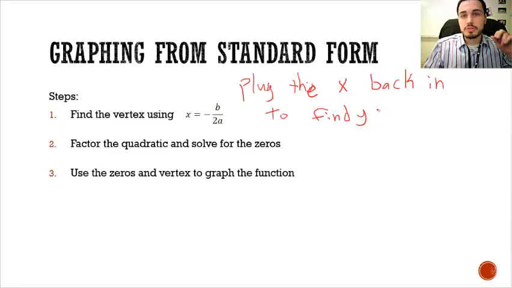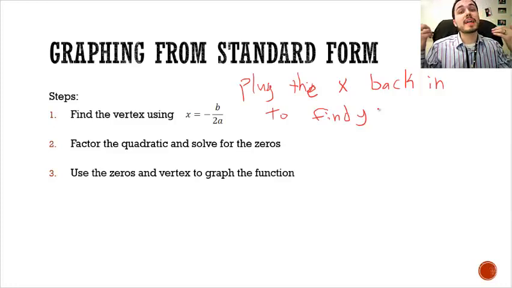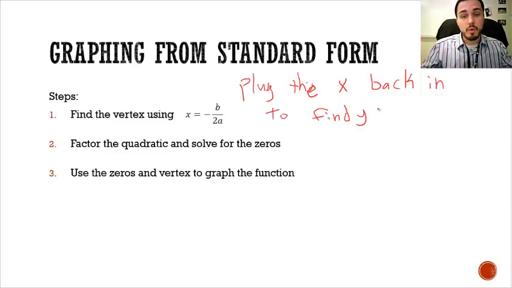Now we still need a couple other points to be able to draw the quadratic, and technically you need a minimum of 3 points. That's where the roots come in. So we're going to factor the quadratic equation, and we're going to find the zeros by solving it, and then those zeros are where it touches the x-axis. Now we have 3 points, and we can make a happy little sketch.